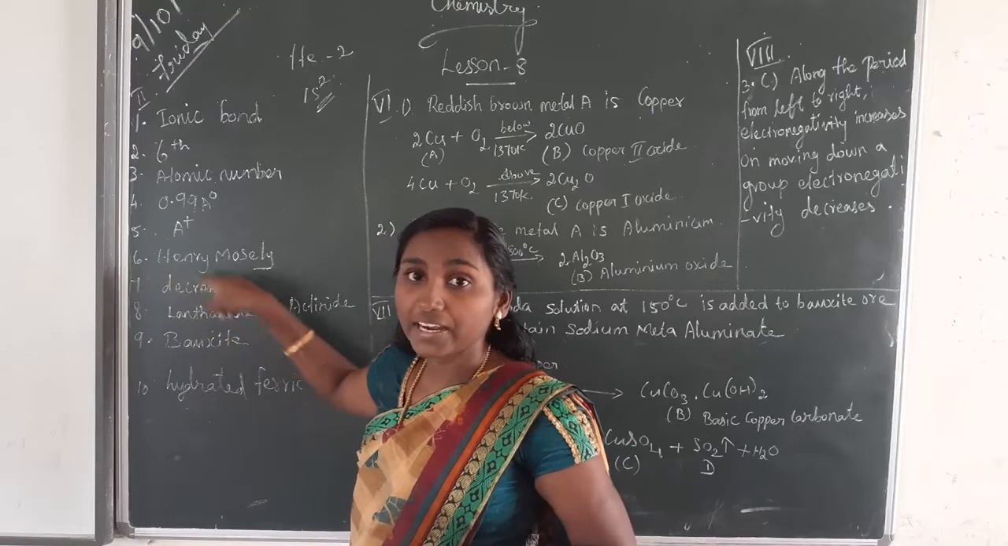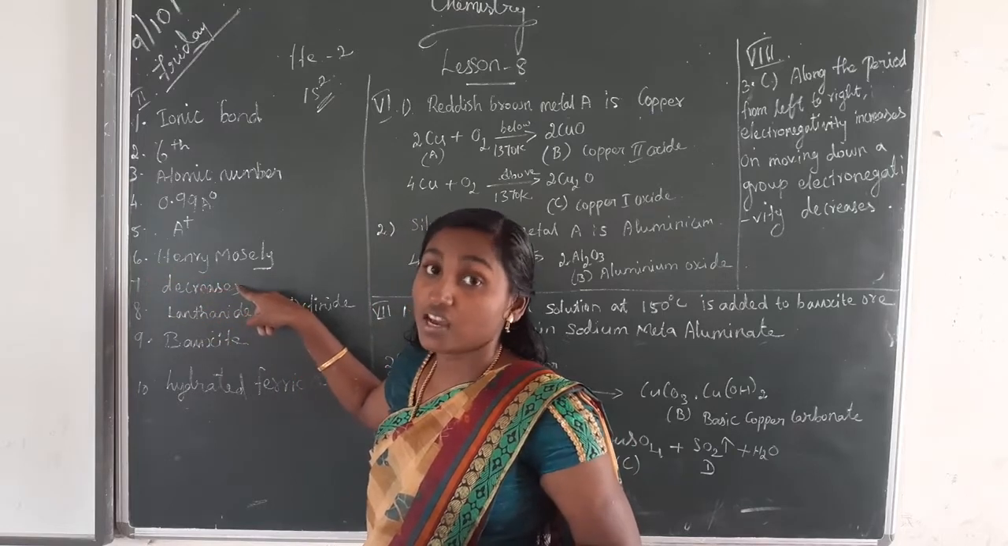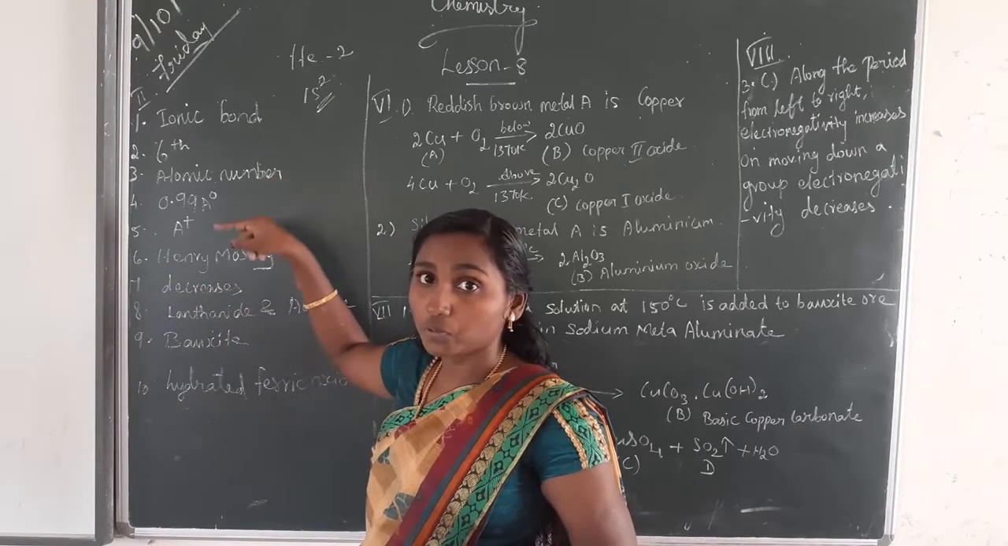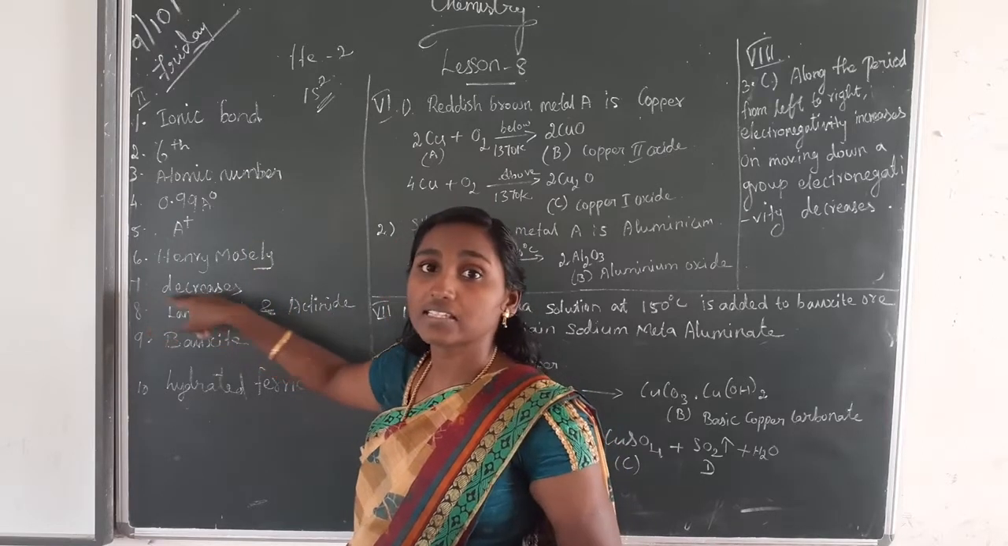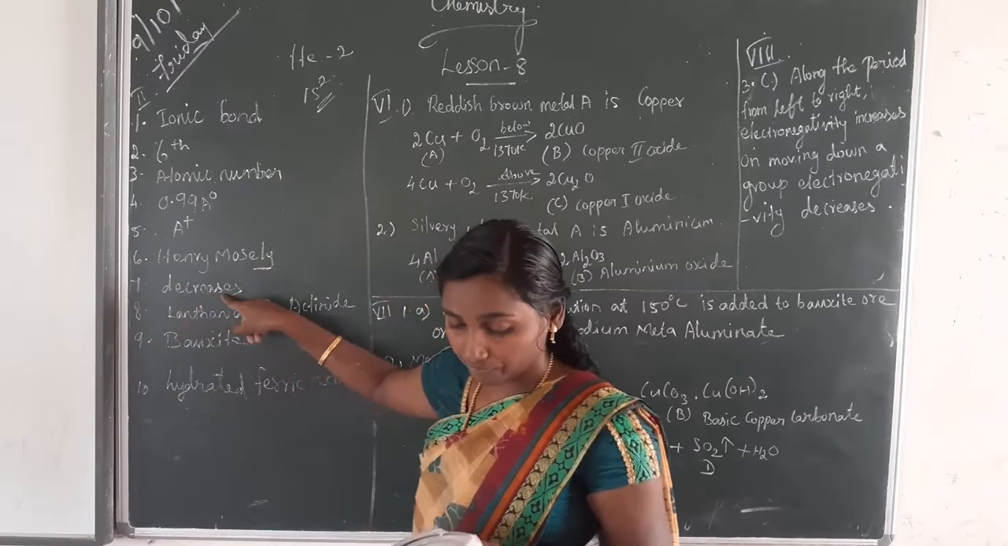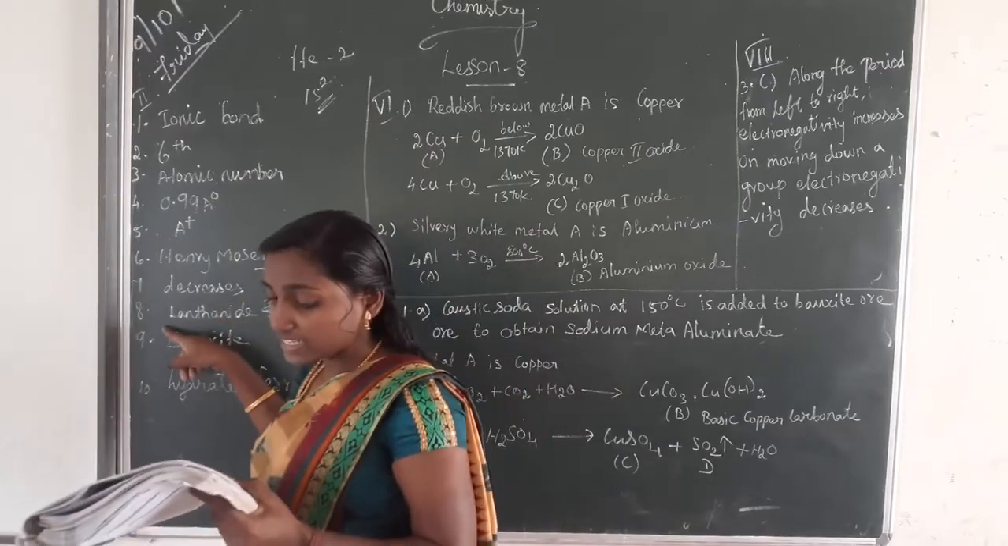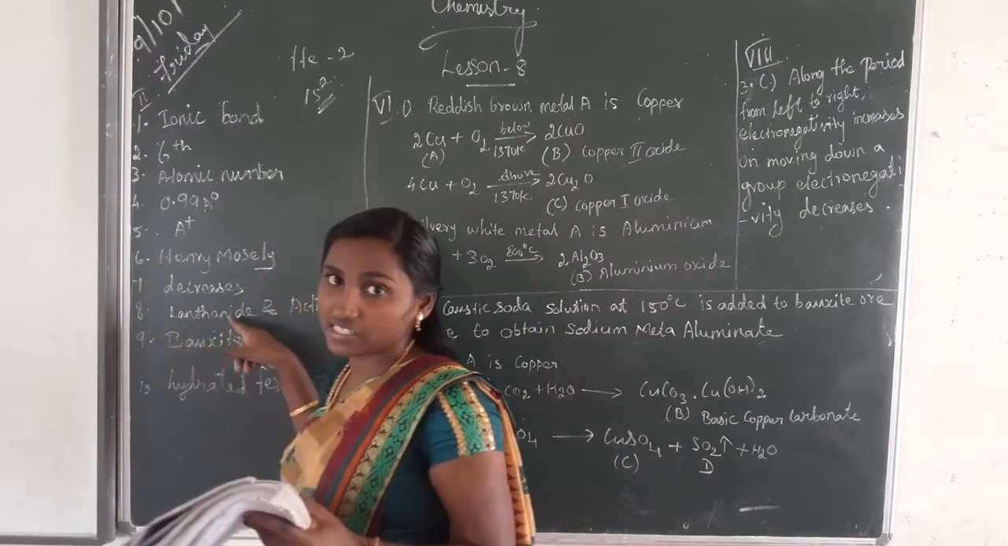Across the period, ionic radii decreases. Across the group from top to bottom, it increases. So seventh one answer: decreases. Then eighth one, dash and dash are called inner transition elements.